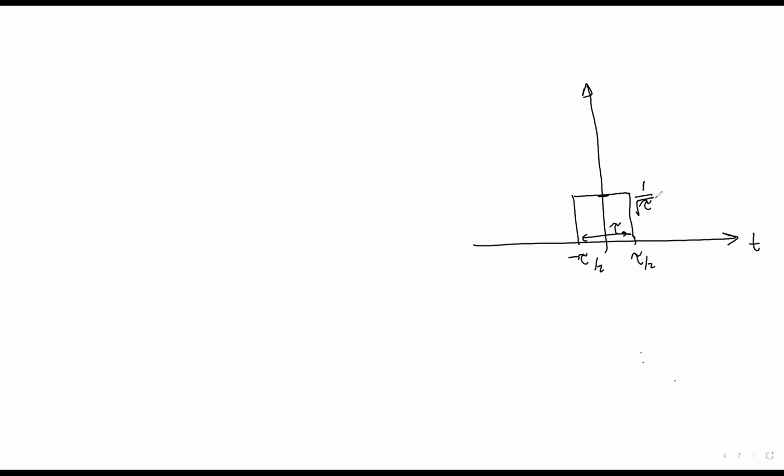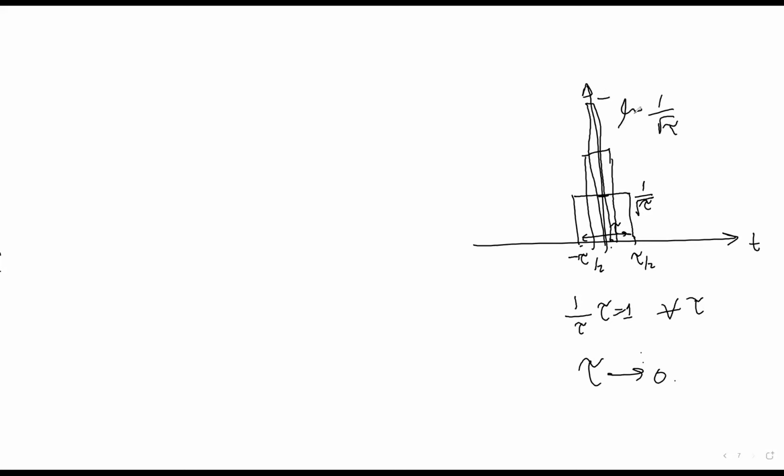Now, what is the average energy in this signal? The average energy will be the magnitude squared, which is 1 over tau, multiplied by the time, so multiplied by tau, equal to 1. And this will be true for any tau. So what happens if you make tau smaller? Since tau is smaller, it will be higher in magnitude. If you make it even smaller, it will be like that. So when tau goes to 0, the magnitude of this signal, 1 over square root of tau, goes to infinity.